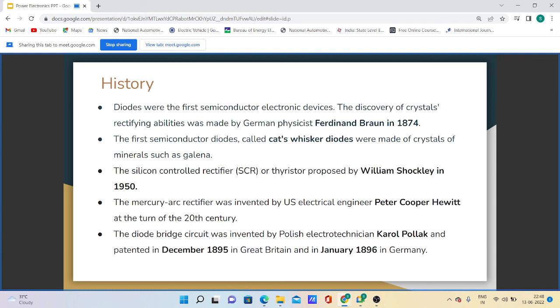The silicon controlled rectifier, that is SCR or thyristor, was proposed by William Shockley in 1950. The mercury arc rectifier was invented by US electrical engineer Peter Cooper Hewitt at the turn of the 20th century. The diode bridge circuit was invented by Polish electrotechnician Karol Pollak and patented in December 1895 in Great Britain and in January 1896 in Germany.